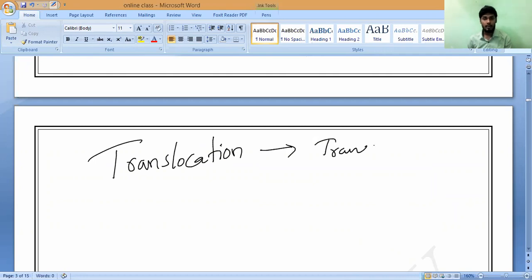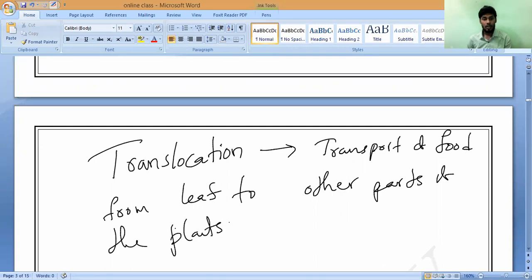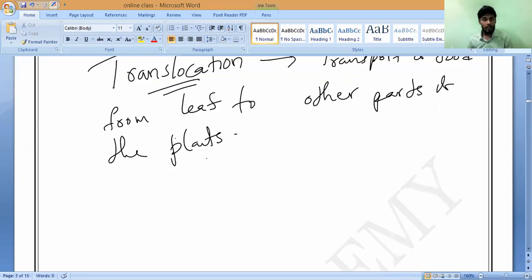Transport of food from one place to another part, from the leaf to other parts of the plants. You understand? It is only called translocation. So what is the use, what is the purpose of transporting food? Purpose, anybody? Just now I have taught you. Purpose of transport of food.